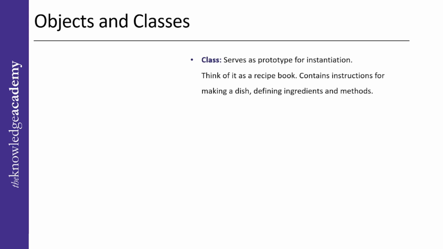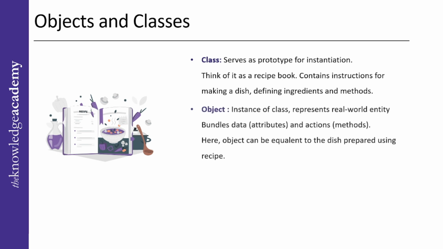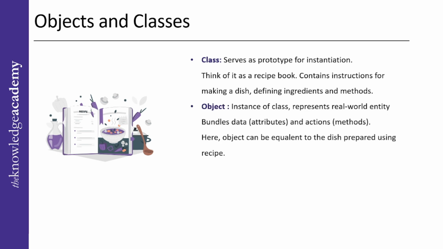Now, let's break it down a bit further. Think of a class as a recipe book. It contains instructions on how to make a specific type of dish, defining the ingredients and cooking methods. And how does this relate to objects? Well, an object is an instance of a class. It represents a real-world entity or concept by bundling together both attributes and methods.